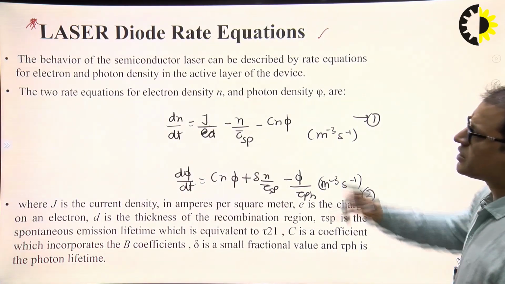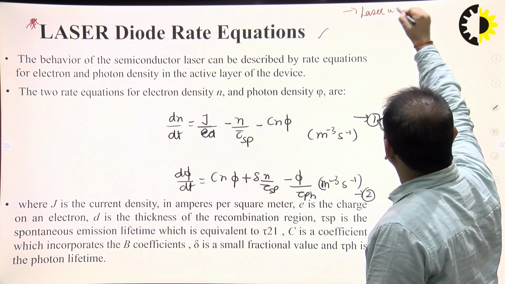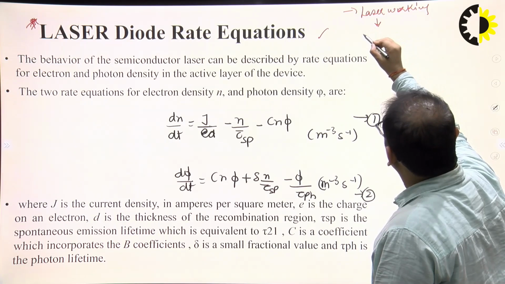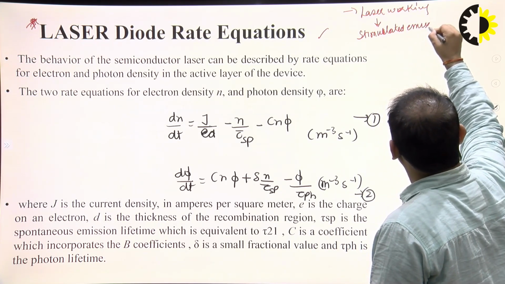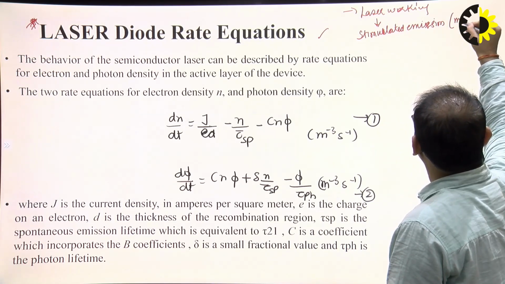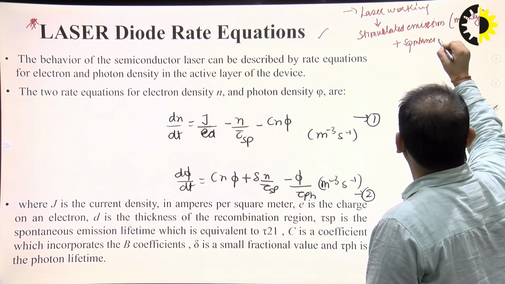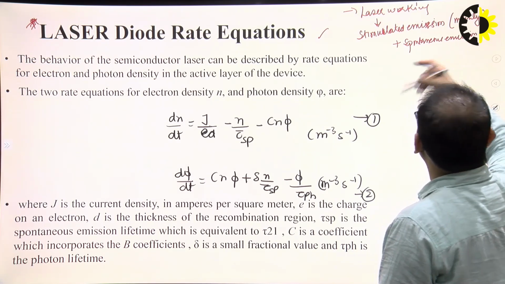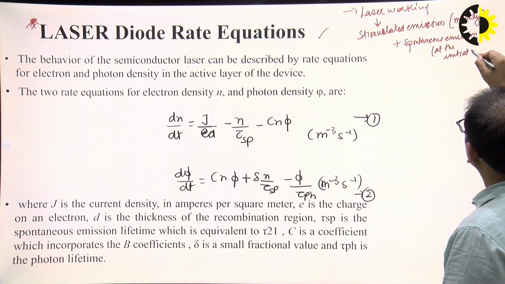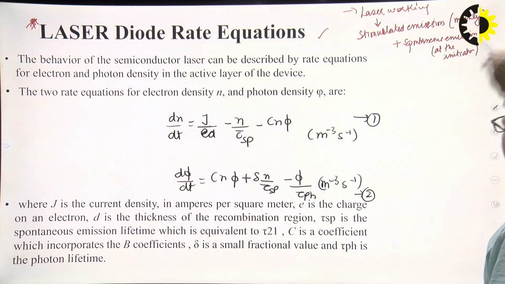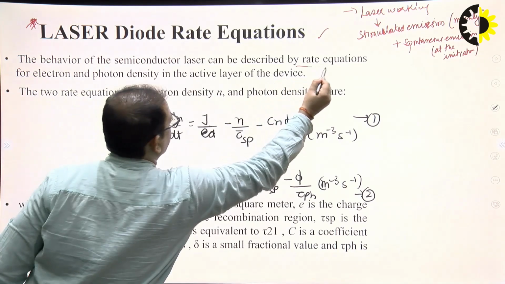So the next topic is the laser diode rate equation. Before we start with it, you should know that in laser working, mainly the stimulated emission will take place, that is the main process, but side by side spontaneous emission will also take place, and that spontaneous emission is mainly at the initiation. Clear?